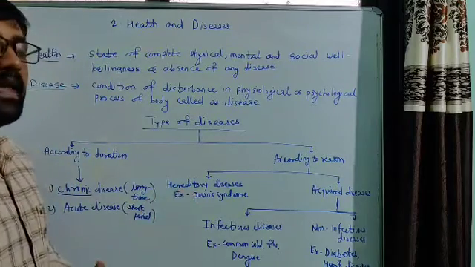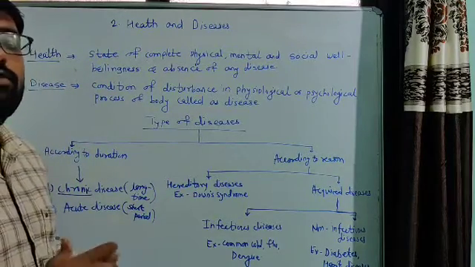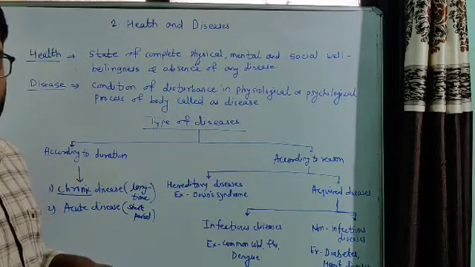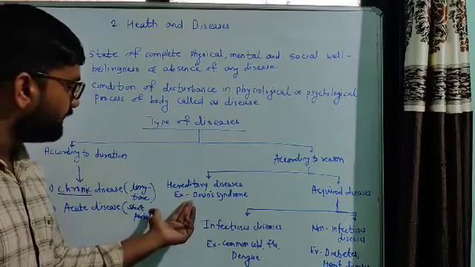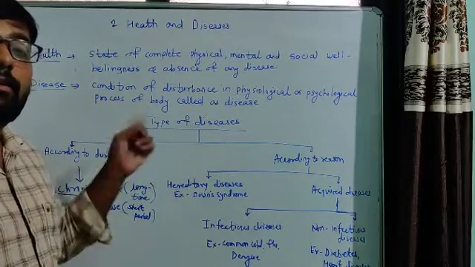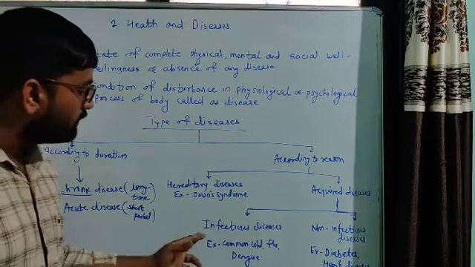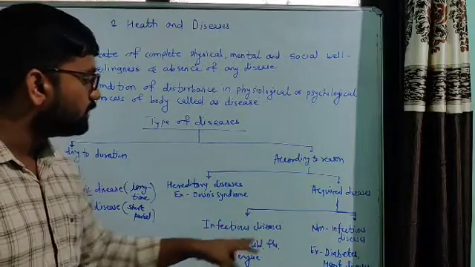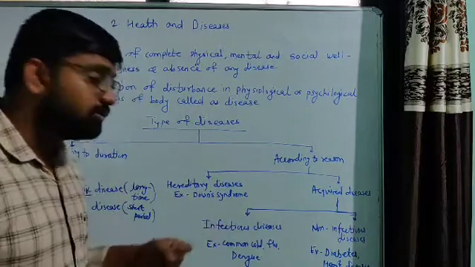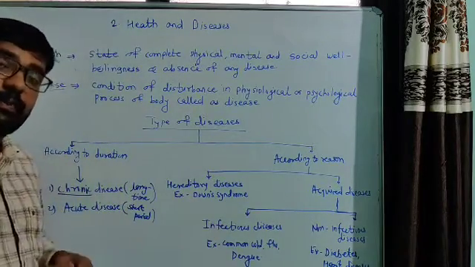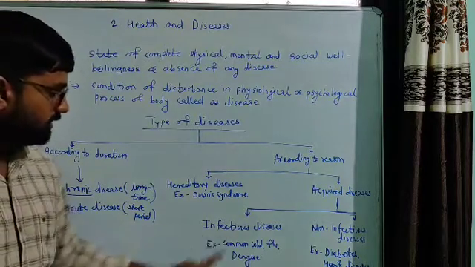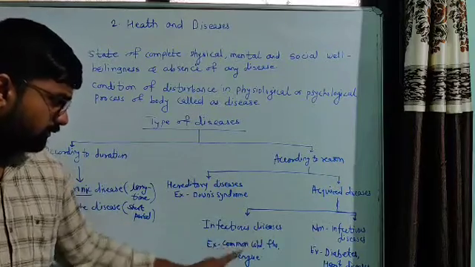Hereditary diseases means diseases coming from a fault in our heredity. That means they come from our parents actually. We are not responsible for that. An example is Down syndrome. And acquired diseases means diseases we get from our surroundings. Acquired diseases again have two types: infectious diseases and non-infectious diseases. Infectious means diseases that spread through contact with affected persons. Examples are common cold, flu, dengue.